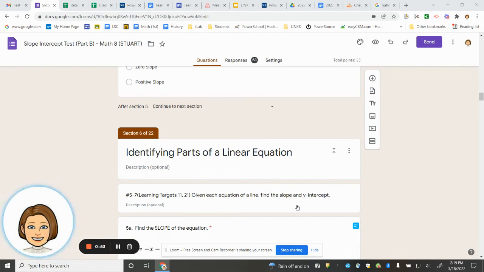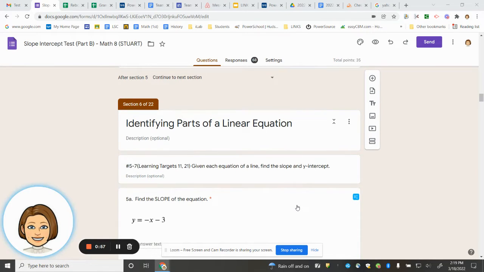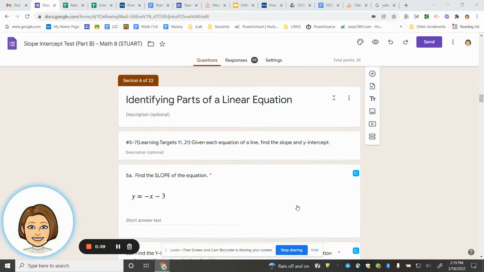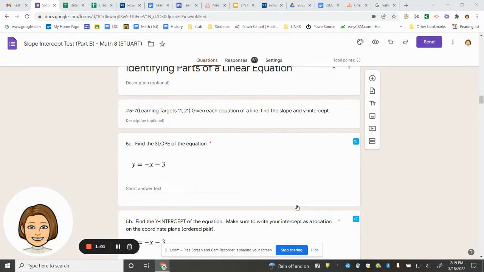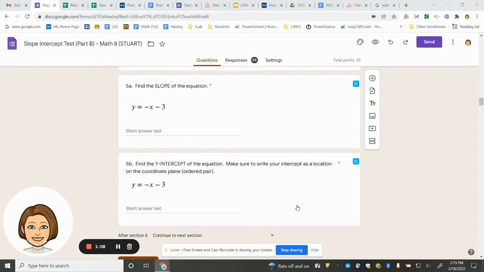The next section is identifying parts of a linear equation. 5a, find the slope of the equation. You're just simply typing in a number. 5b, find the y-intercept of the equation. Make sure to write your intercept as a location on the coordinate plane. In other words, write it as an ordered pair.